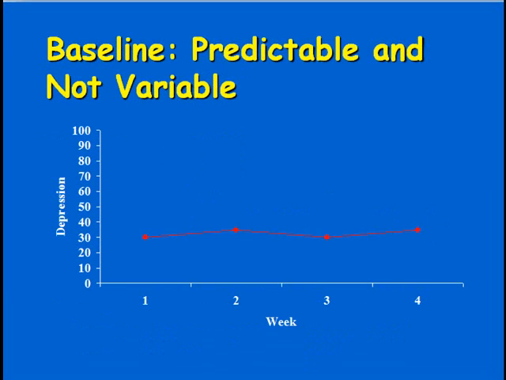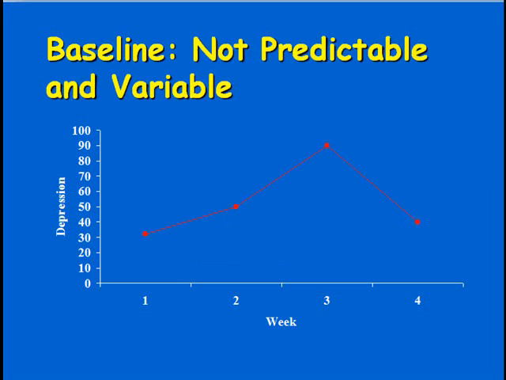Baseline phase. This is your perfect baseline phase, where you have something that's stable and predictable and not variable. You have a clear picture of where the client's depression level is during baseline. Here it's probably unrealistic to have 4 weeks, but then you could have a baseline that looks something like this, that's not predictable and that's variable.